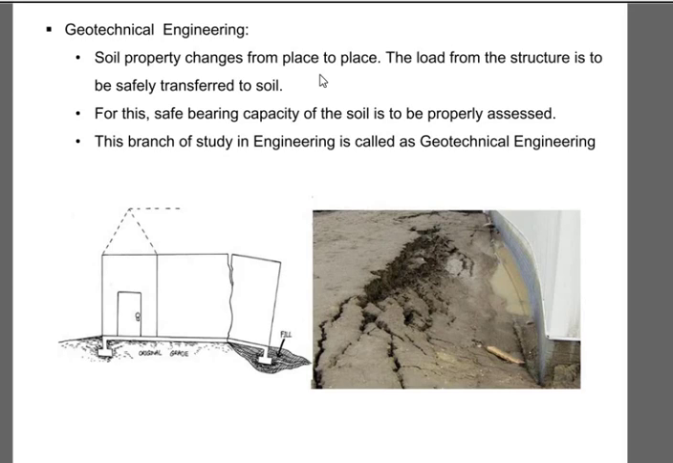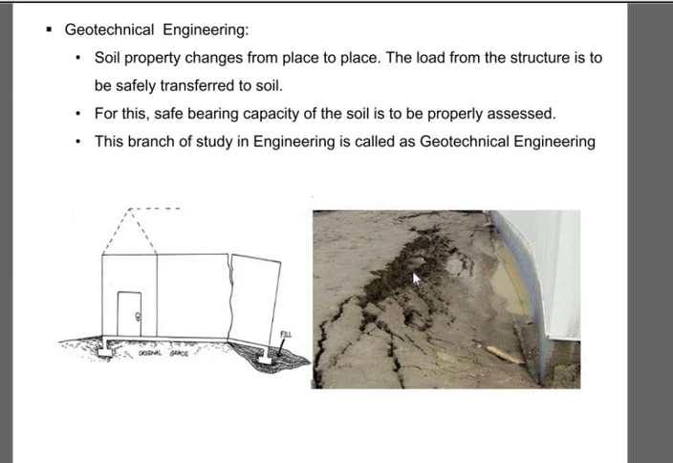The load from the structure is to be safely transferred to the soil. Remember, the load is ultimately transferred to the soil. It is carried by the different elements, but ultimately transferred to the ground. That's why the soil should be very strong, because ultimately the load is transferred to the soil. That's why we have the bearing capacity of the soil. The capacity of bearing those heavy loads is called bearing capacity. For this, the safe bearing capacity of the soil should be properly assessed. Various techniques and methods are used to identify the bearing capacity of soil.